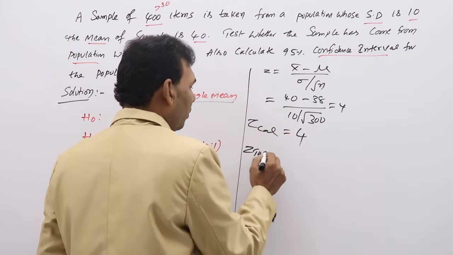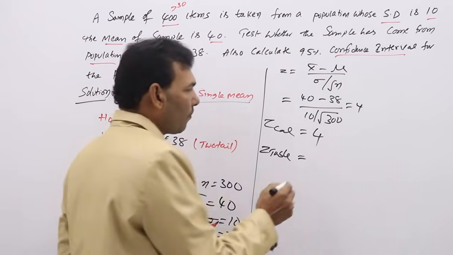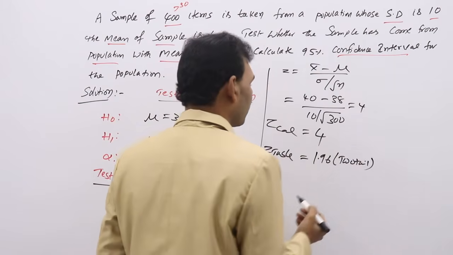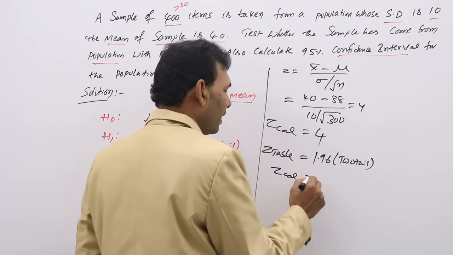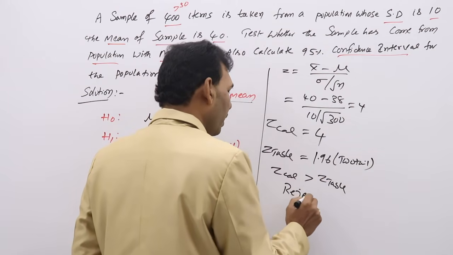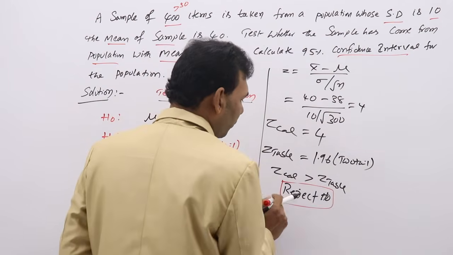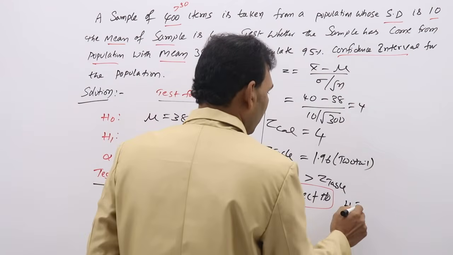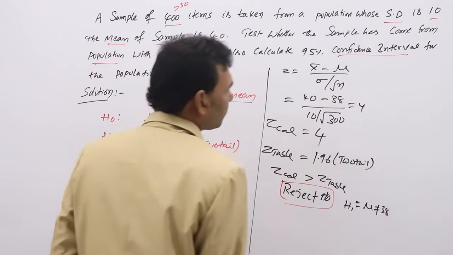Now the Z table value. Because this is two tail, we can take the 5% value directly: 5% is 1.96, two tail. Standard 1.96. Now compare. Z calculated is greater than Z table. So what will we do? We will reject H0, that means accept H1. So H1 is the answer. What is H1? Mu not equal to 38.